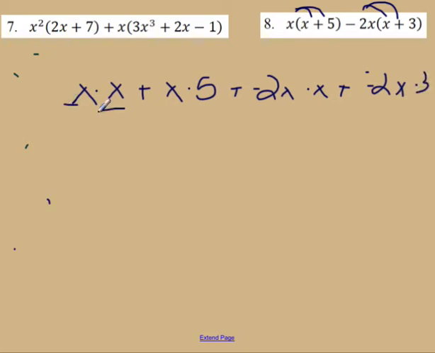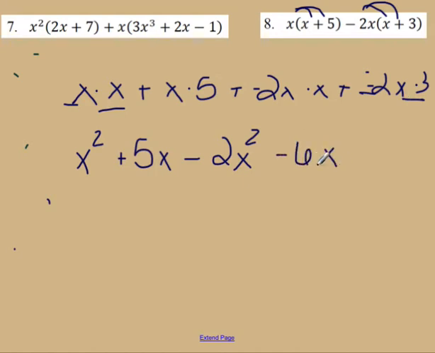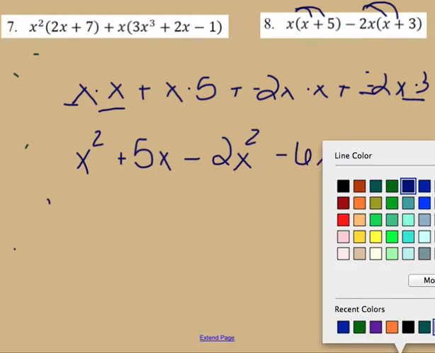Well, x times x is going to give me x squared. X times 5 is just going to be 5x. Negative 2x times x is going to give me a negative 2x squared. And then negative 2 times 3 is going to give us a negative 6, and we want to keep our x. So now we need to combine our like terms.